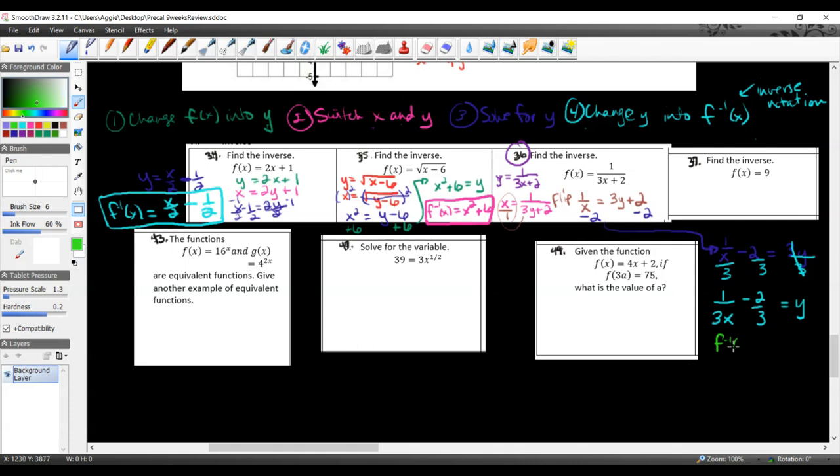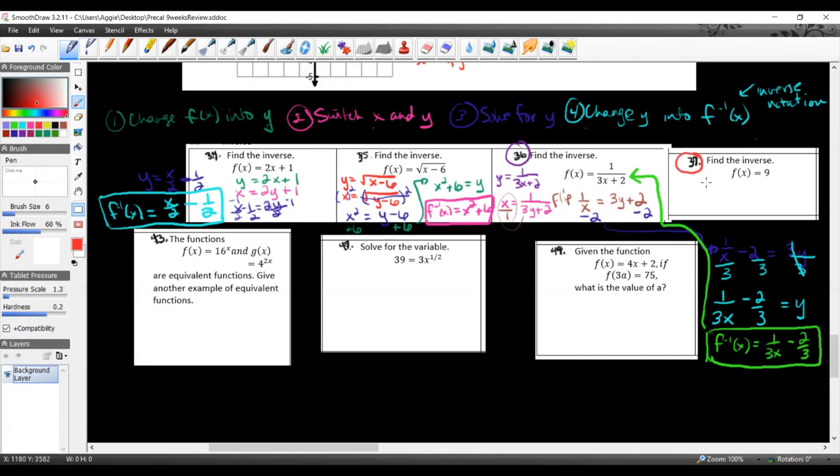So f of inverse of x is equal to 1 over 3x minus 2/3. Okay, and that's for this problem right here. All right, one more of these, and then we're going to do the last 3. So we have find the inverse for this problem. So now we're looking at this problem.